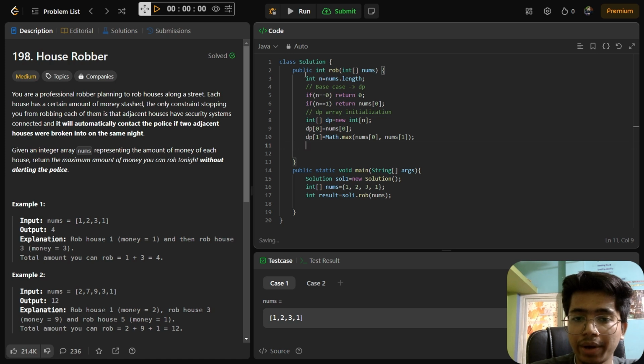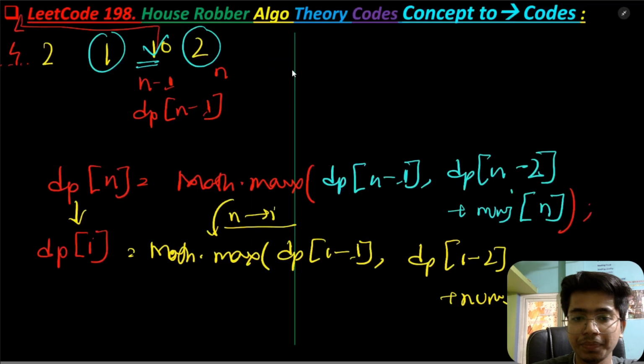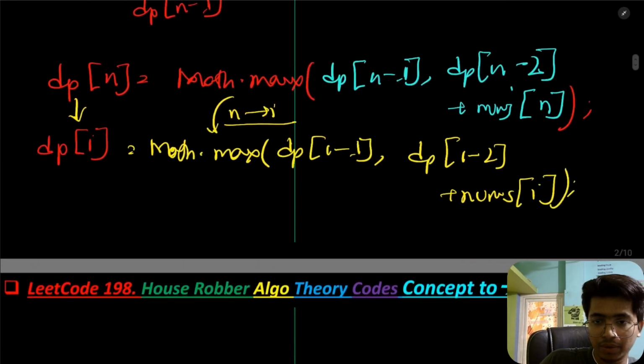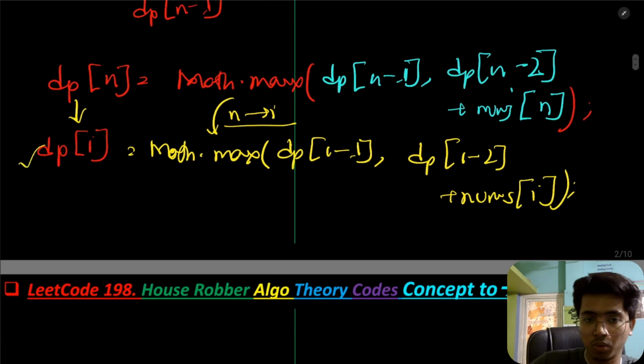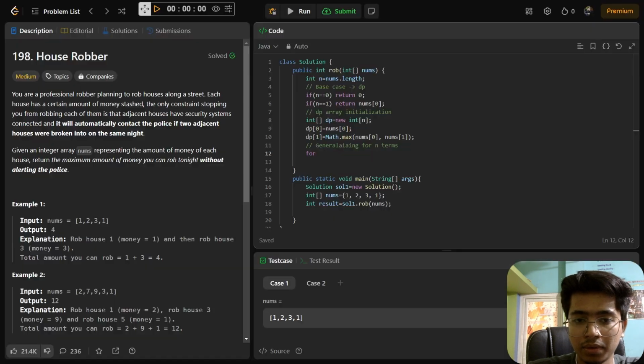So this is for 0 and 1, and now we'll be generalizing for n terms. We'll be using the formula that I just showed you right now. We'll just utilize this formula that I just made you understand, so we'll be writing this without utilizing any more brain. Okay, so here we have calculated for the zeroth and the first one. Now we'll be starting from the second index.